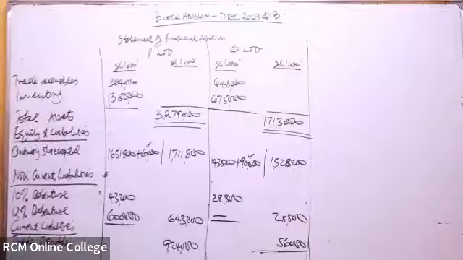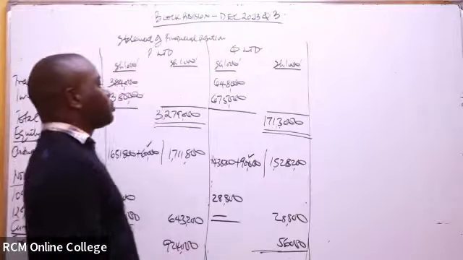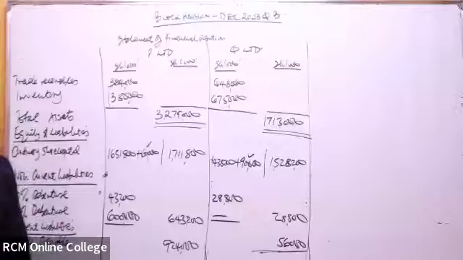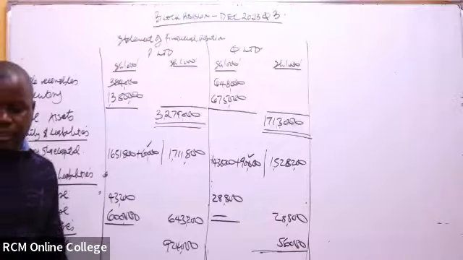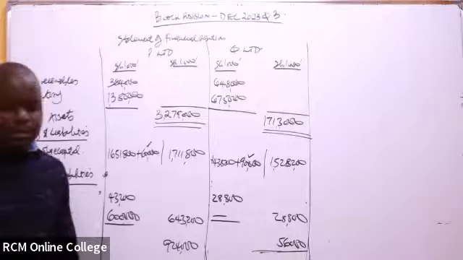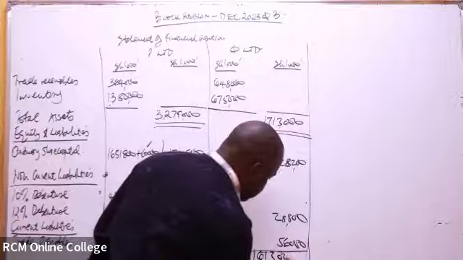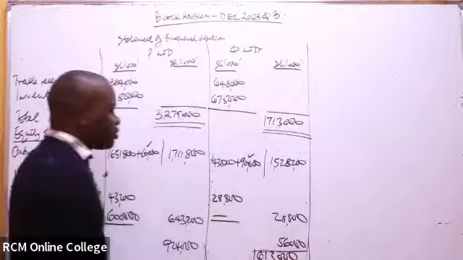When you add 1528,200 plus 28,800 plus 56, what do you get? Give me the figure you're getting. You're getting 1613,000. So it is not balancing.